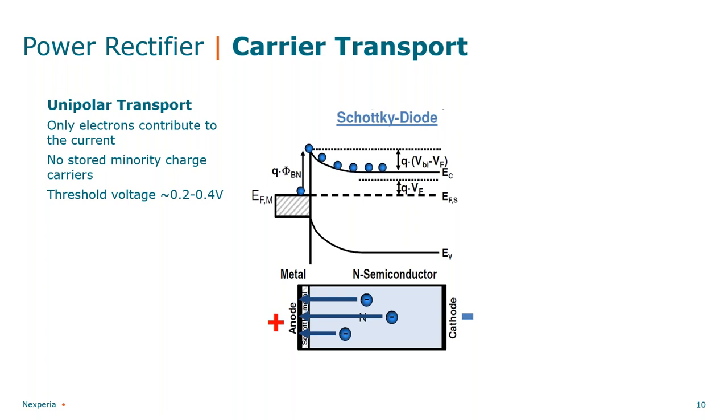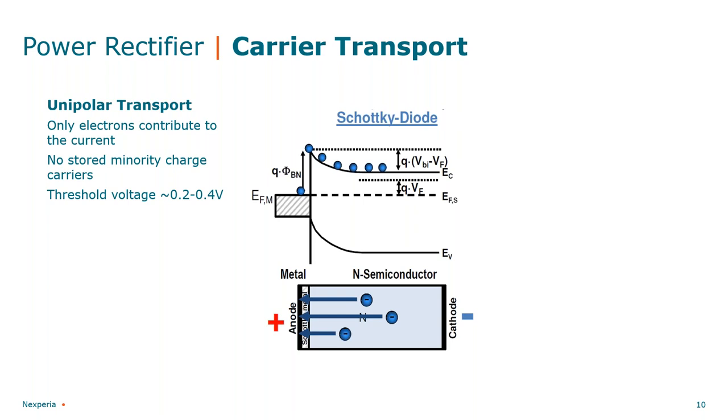By biasing this diode in forward direction, we allow the current to flow. And we know that the Schottky diode is a unipolar transport device. We know that one carrier type is contributing, and in that case, it's the electrons, which are depicted here as blue circles. And we see that by biasing this diode, we allow the electrons to move from the N semiconductor to the metal.